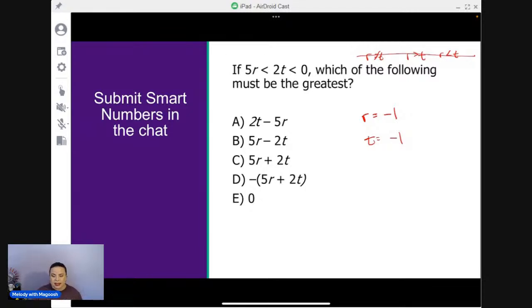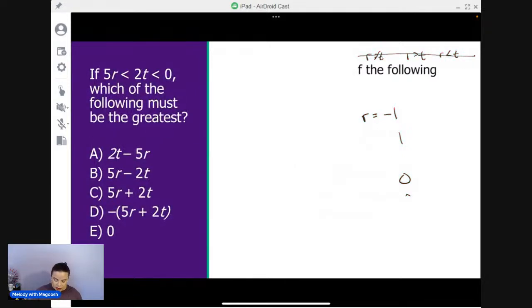Let's double check that that satisfies the original requirements. We need 5r is less than 2t is less than 0. That would mean 5 times -1 is less than 2 times -1 is less than 0. -5 is less than -2 is less than 0. That's true, because the bigger a negative number is, the smaller that number really is. So -5 is smaller than, or less than, -2. So our smart numbers: I'm going to use r equals -1, t equals -1.